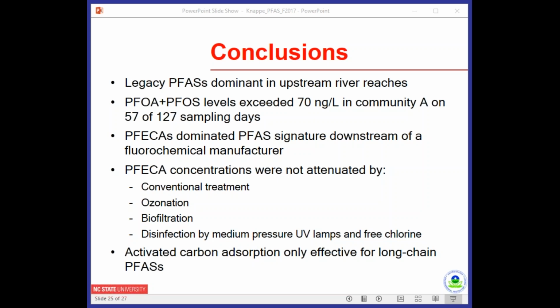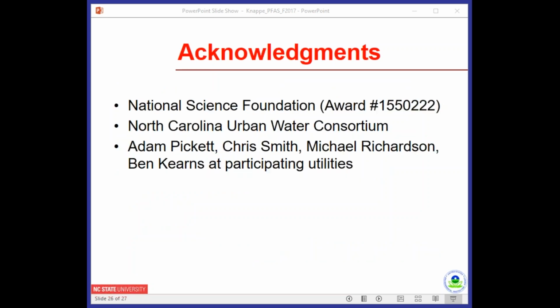And activated carbon really appears to be only effective for the longer chain PFASs, especially if we're dealing with surface water where TOC levels are much higher than in most groundwaters. That's the story. I have just an acknowledgement slide and a slide for questions, but in the interest of time, I think we can open it up for questions now.